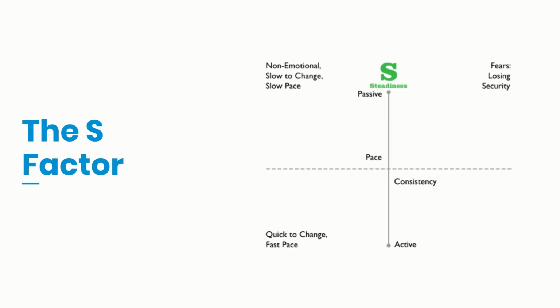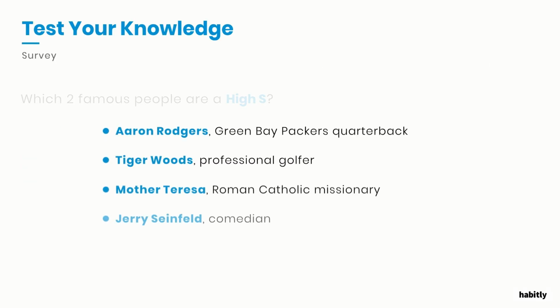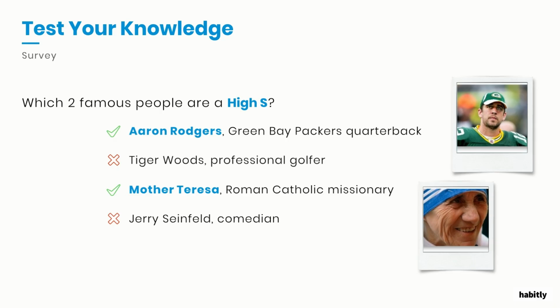Here are some general terms that you can consider regarding the S. And then, who are two famous people on this list who are a high S? Is it Aaron Rodgers, the Green Bay Packers quarterback? We've got Tiger Woods, Mother Teresa, and Jerry Seinfeld, the comedian. What do you think? This is a toughie. All right, here we go. Or you can stop if you want more time. All right, the answer is Aaron Rodgers and Mother Teresa.